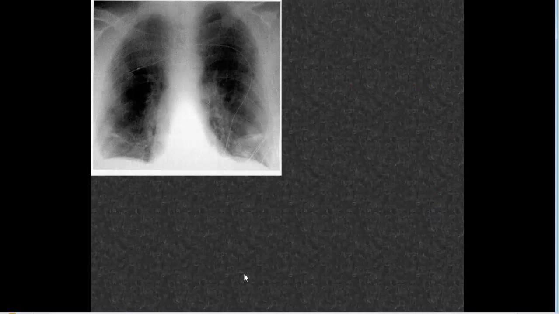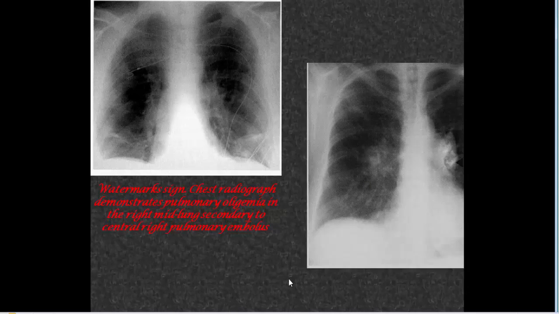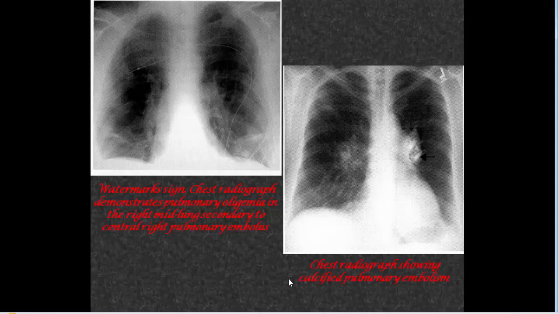Another sign present on X-ray is the watermark sign. The chest radiograph demonstrates pulmonary oligemia in the right mid-lung secondary to a central right pulmonary embolus. This is the watermark sign: oligemia in the right mid-lung secondary to right pulmonary embolus. As we see, this chest radiograph shows a calcified pulmonary embolism.